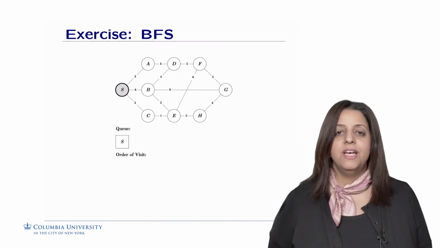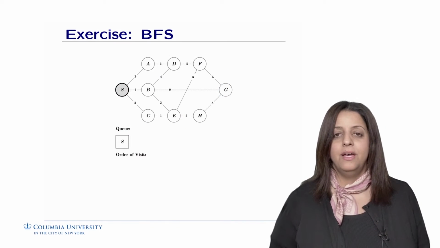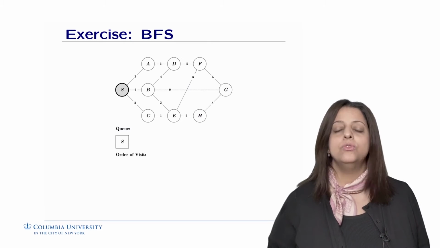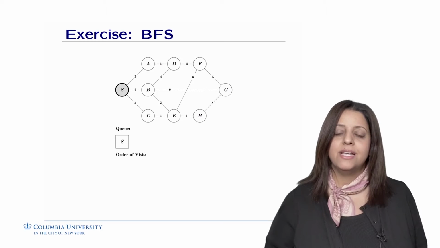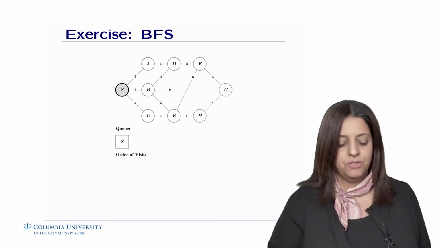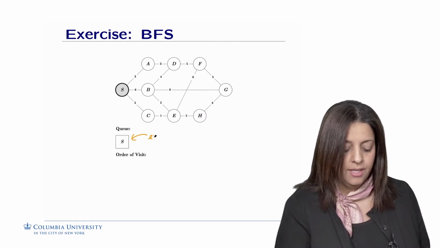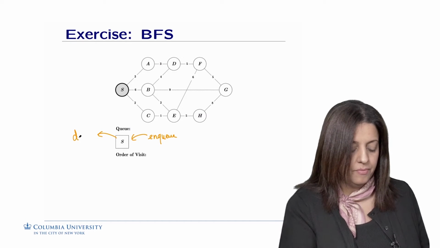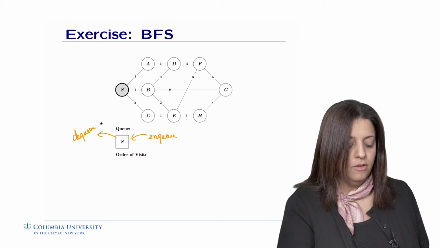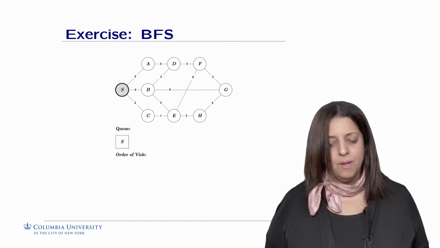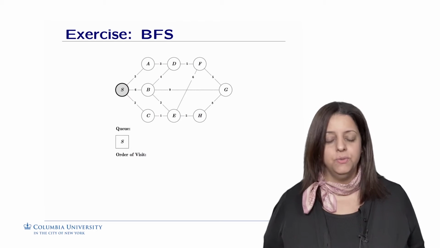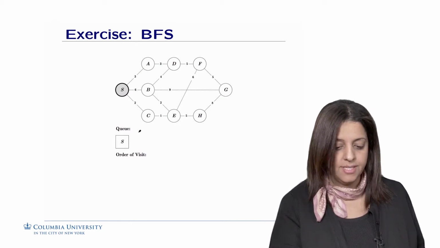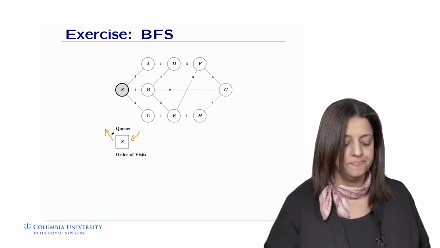For BFS, remember that the data structure to keep the nodes in the fringe, or the frontier, is a queue. So we're going to enqueue elements and dequeue elements as we visit and go through the nodes in the tree. I'm going to enqueue from this side in this example and dequeue from this side. So let's start with BFS. We have a queue and we can put the elements in the queue to be explored.